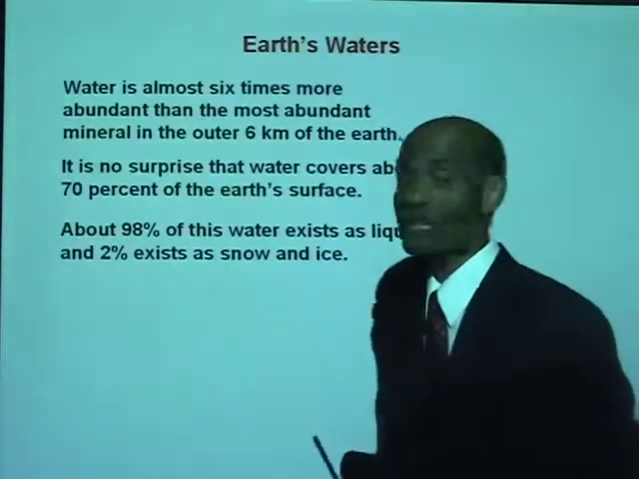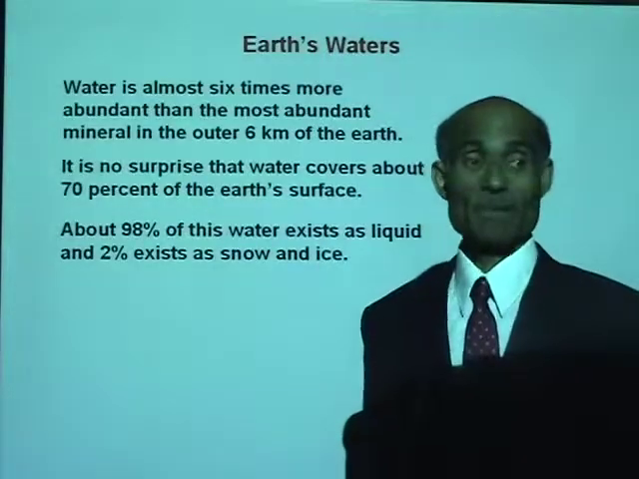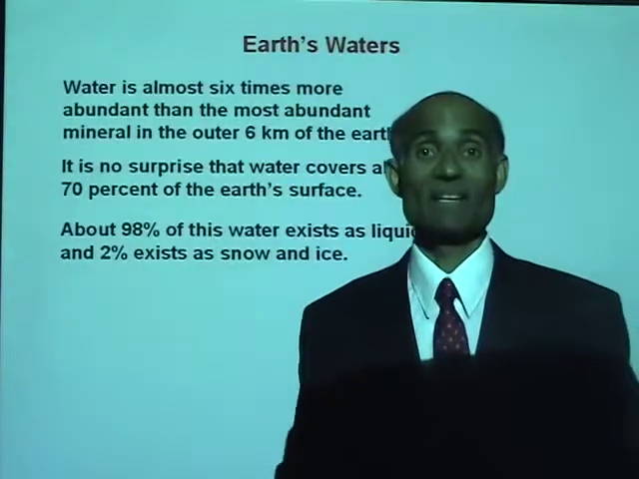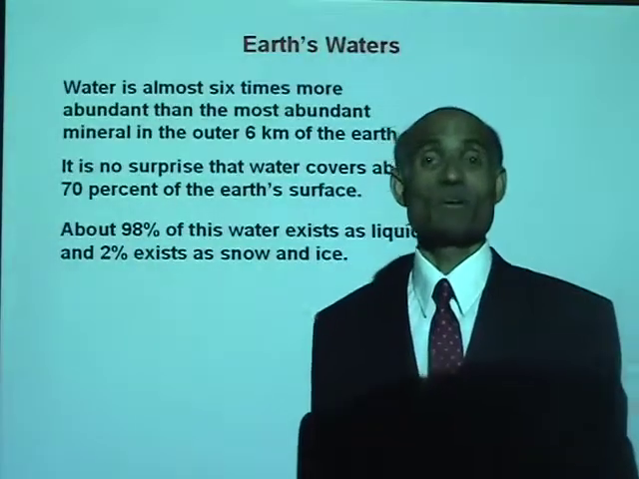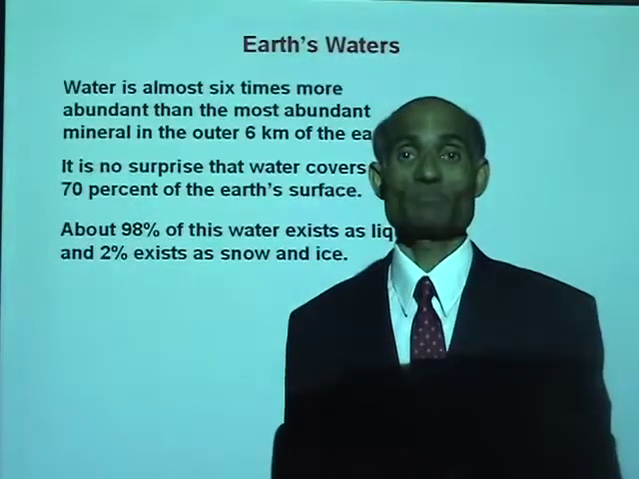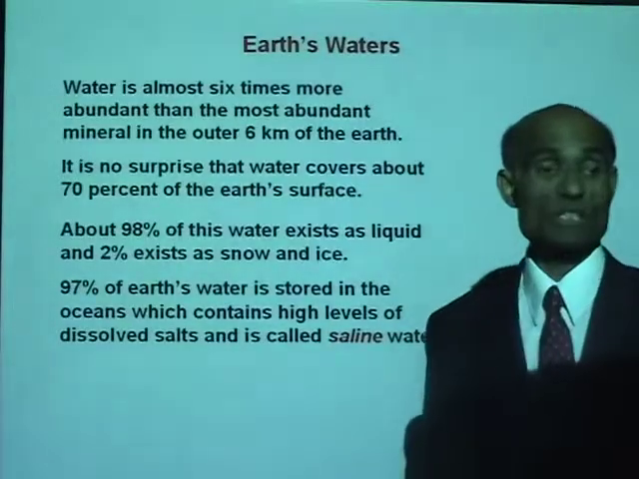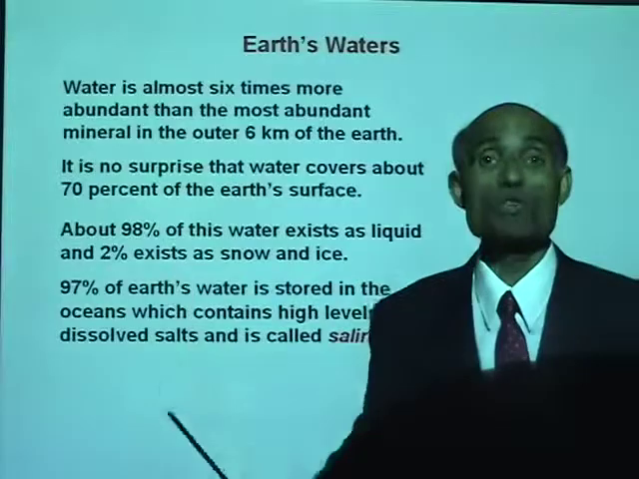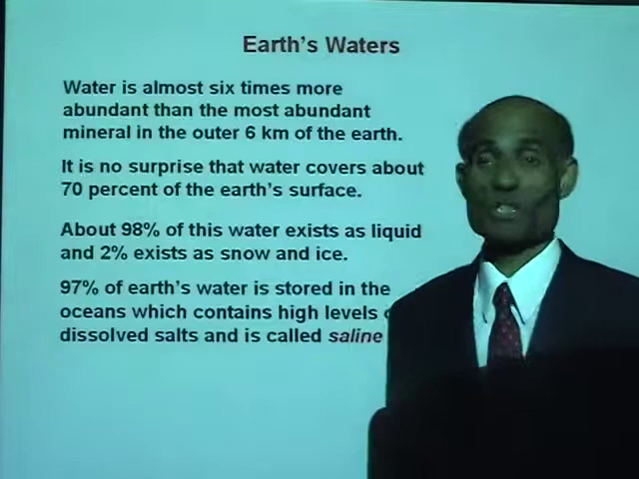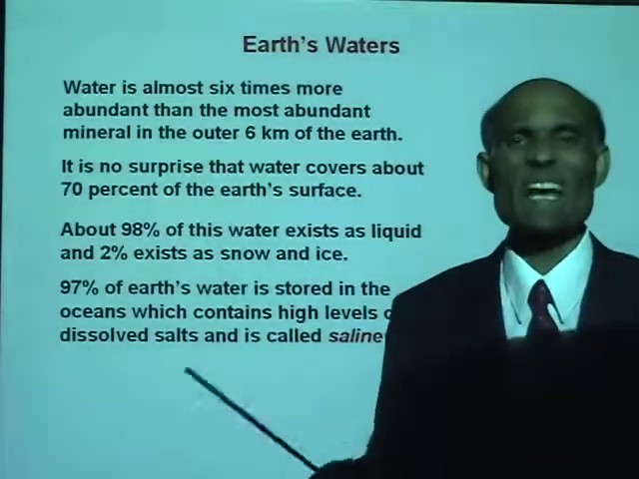About 98% of all the water on the surface exists as liquid, and about 2% exists as snow and ice at various parts of the earth. Most of the ice is concentrated as ice caps at the poles. 97% of the Earth's waters are actually stored in the oceans, which contain high levels of dissolved salt, and water in the ocean is therefore called saline water.